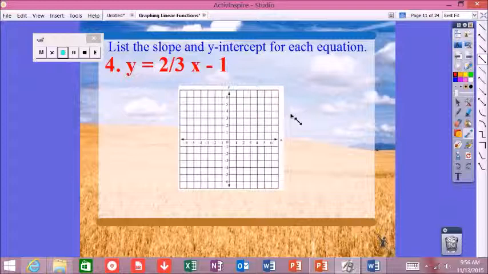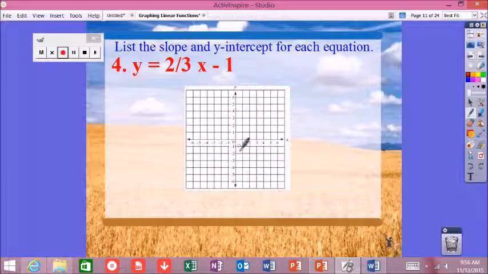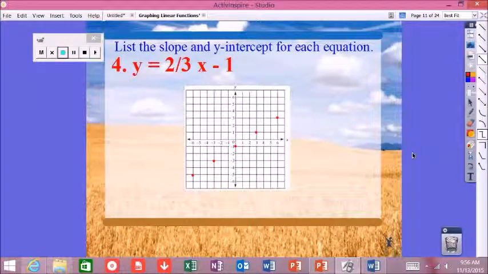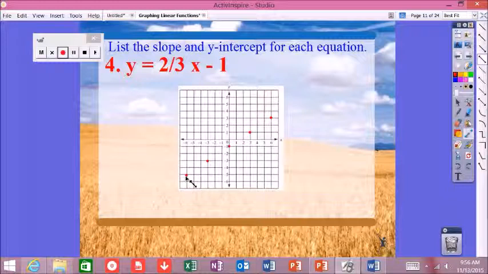And our last example, number 4. We're going to put a dot at the y-intercept, our point 0, negative 1. And just thinking about the slope, it's positive, so my line should be increasing from left to right. Because I'm going to rise 2, run 3. Or work backwards, drop 2, run to the left 3. And finally, we'll connect our points, and we've graphed a linear function.